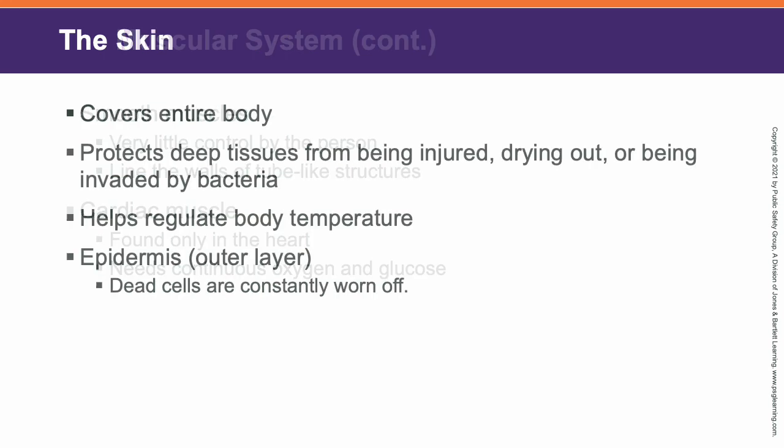Okay. So the last organ we're going to talk about in chapter 3 is the skin. The skin is the largest organ in your body, and it protects your deeper tissues from being injured, drying out, or being invaded by bacteria. It also helps regulate body temperature. Your very outer layer, your epidermis, is very unique because the cells in your epidermis die very quickly and are replenished very quickly as well.